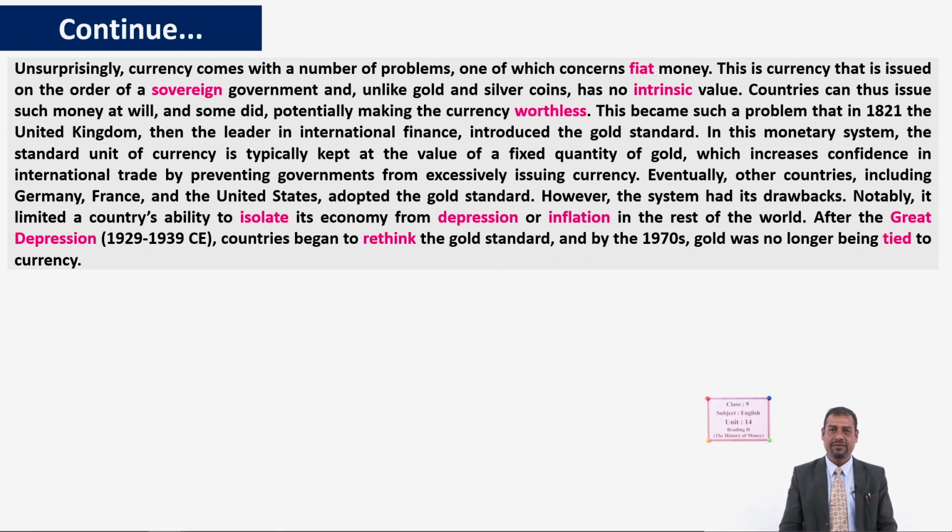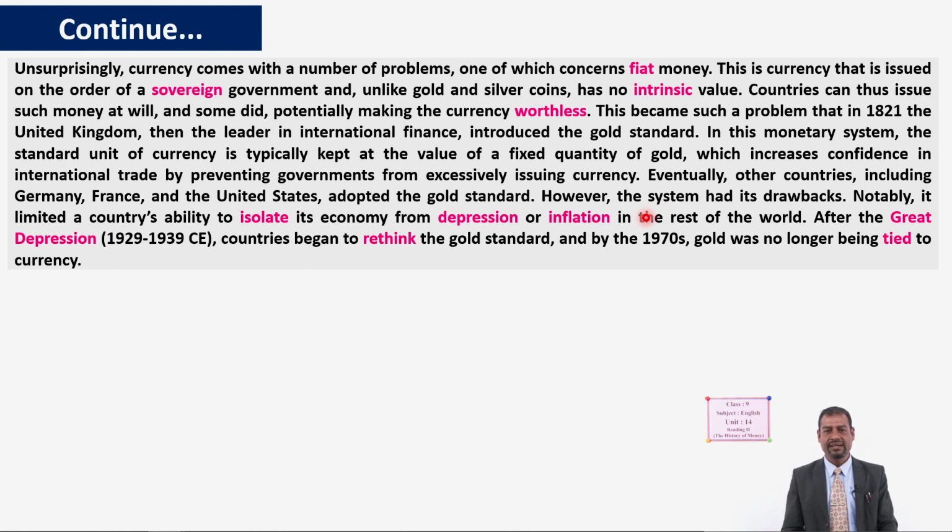Dear students, now again we have another paragraph, okay. So let's start reading together again. Unsurprisingly, currency comes with a number of problems, one of which concerns fiat money. This is currency that is used on the order of a sovereign government and, unlike gold and silver coins, has no intrinsic value. Countries can thus issue such money at will, and some did, potentially making the currency worthless. This became such a problem that in 1821, the United Kingdom, then the leader in international finance, introduced the gold standard. In this monetary system, the standard unit of currency is typically kept as the value of a fixed quantity of gold, which increases confidence in international trade by preventing governments from excessively issuing currency. Eventually, other countries, including Germany, France, and the United States, adopted the gold standard.